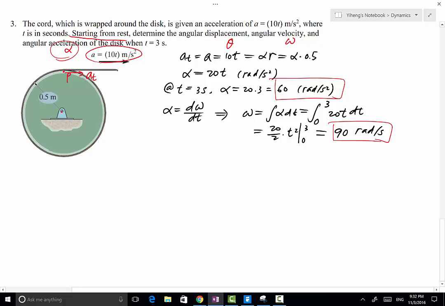And that is the second half of this problem right here. And then because omega also equals d theta dt, and omega is not 90 all the time. Omega is 90 radian per second at t equals 3 seconds. Omega is actually also a function of time, that is 10t squared.